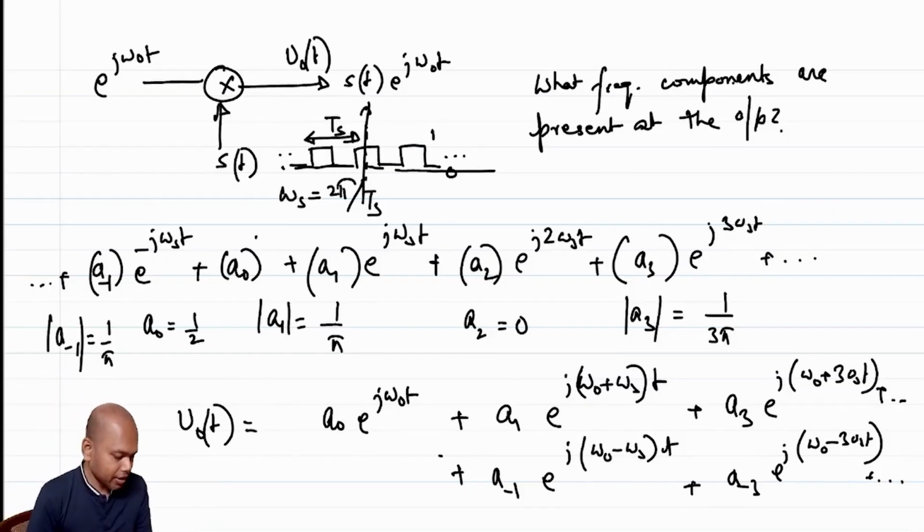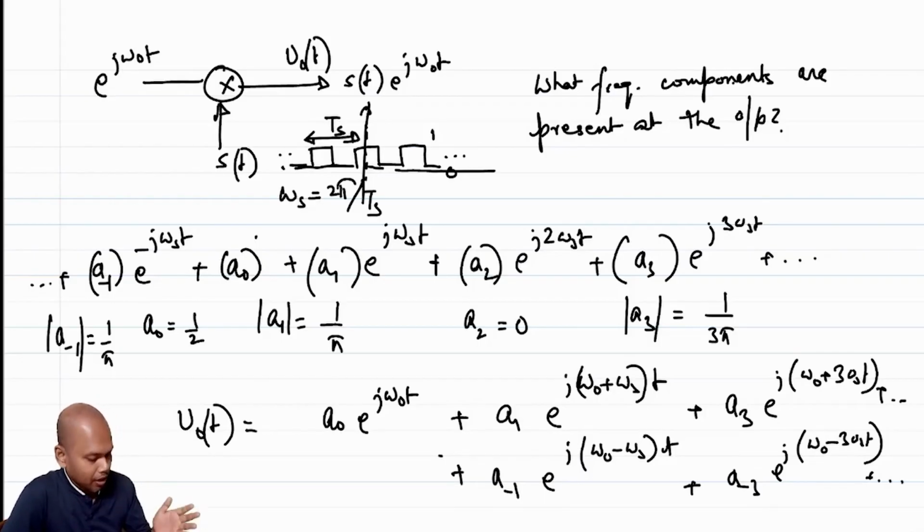What is the takeaway? The takeaway is, if you multiply a monotone signal which has only a single frequency component at plus omega naught, and you multiply it with s of t, which is a periodic signal, right?